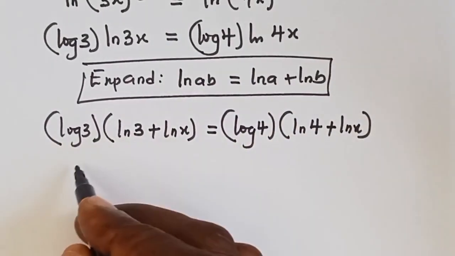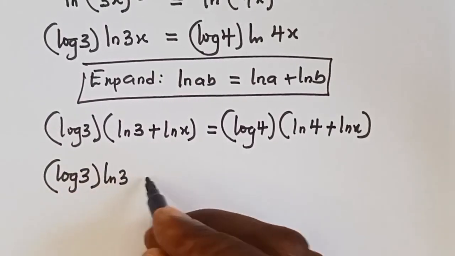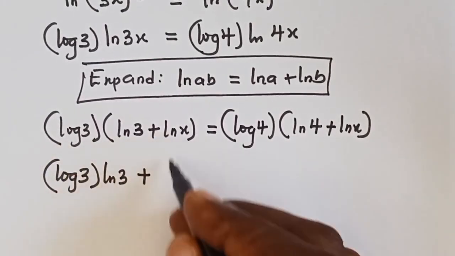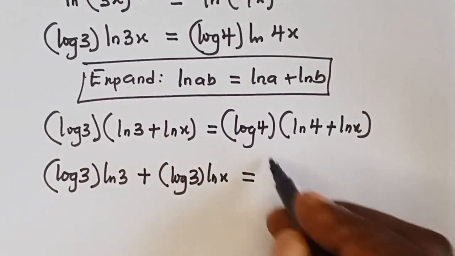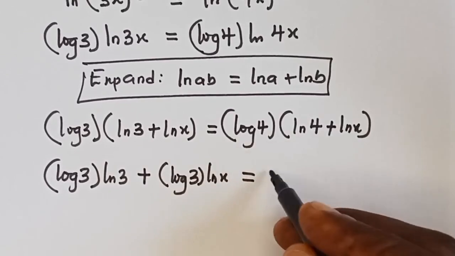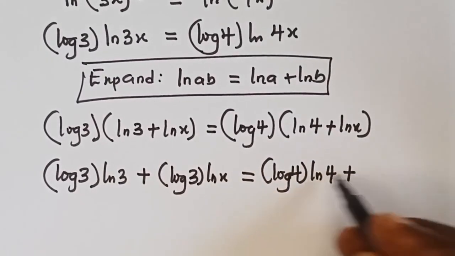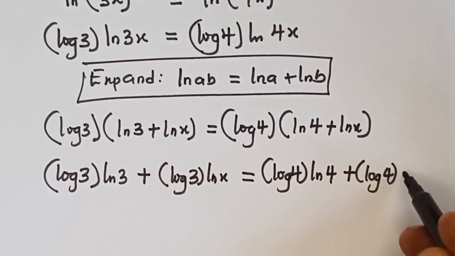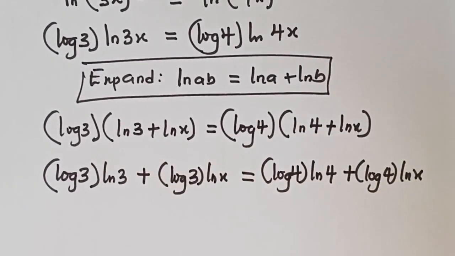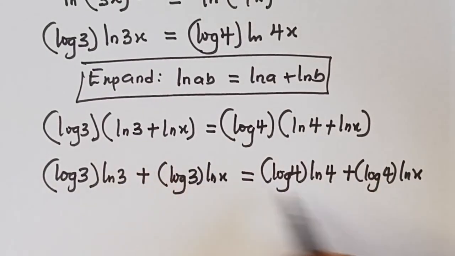Log 3 times ln 3 will give us log 3 ln 3, plus log 3 times ln x will give us log 3 ln x. Also here, log 4 times ln 4 will give us log 4 ln 4, and lastly, log 4 times ln x will give us log 4 ln x. Okay, then we can collect like terms. Those ones with x, let's bring them together.